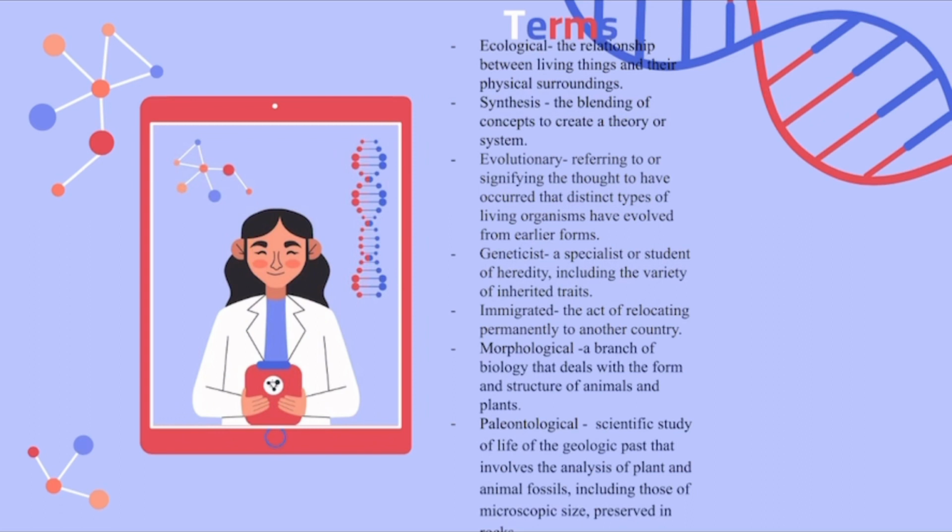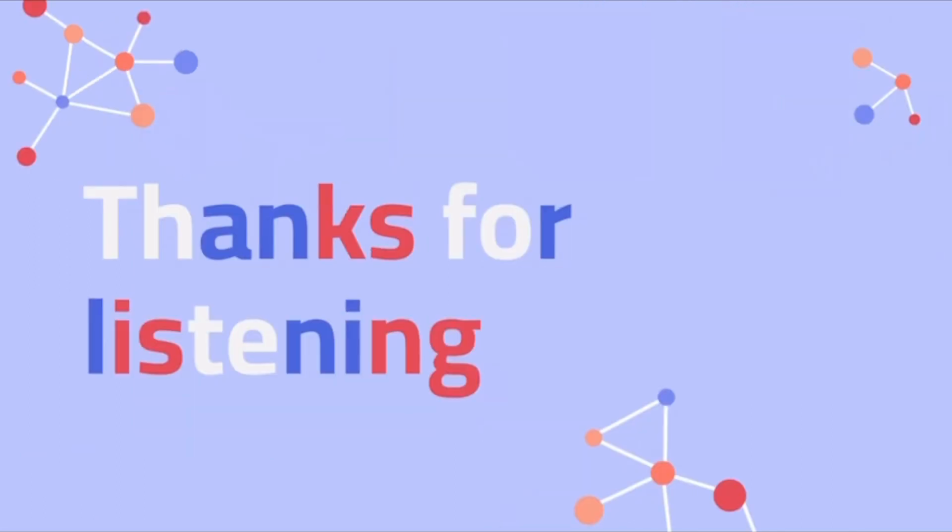Immigrated: the act of relocating permanently to another country. Morphological: a branch of biology that deals with the form and structure of animals and plants. Paleontological: the scientific study of life in the geological past that involves the analysis of plants' and animals' fossils, including those of microscopic size preserved in rocks.